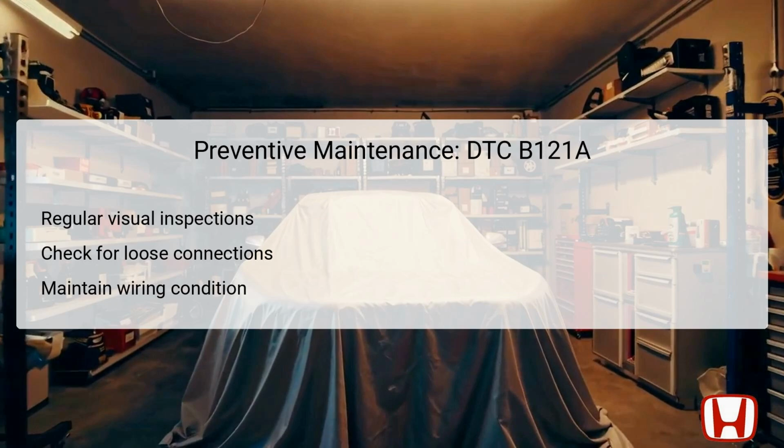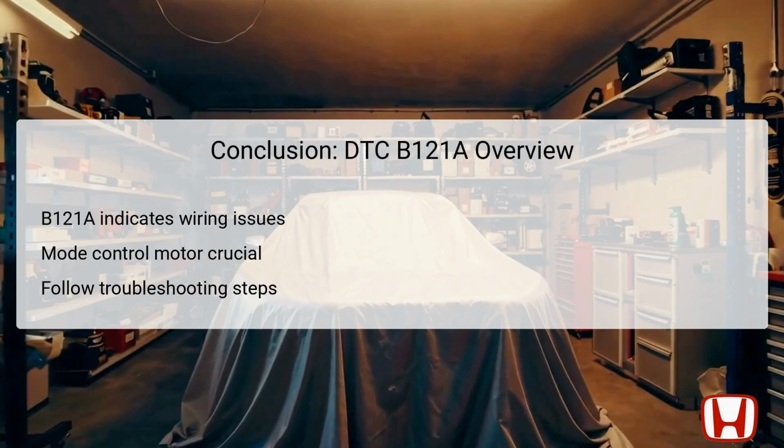Such preventive measures can significantly extend the lifespan of the components involved and enhance the overall reliability of the vehicle's climate control system. In conclusion, DTC B121A signifies an open in the mode control motor circuit, often resulting from wiring issues, faulty connections, or a defective motor.